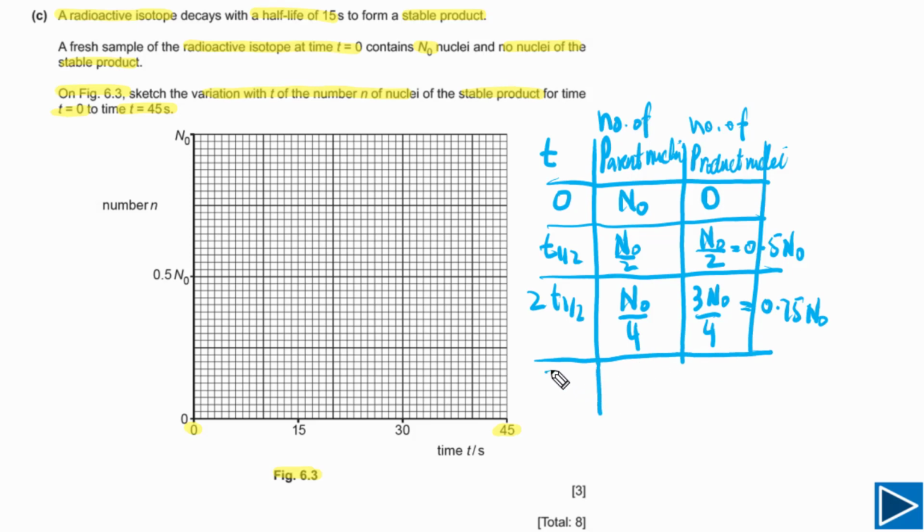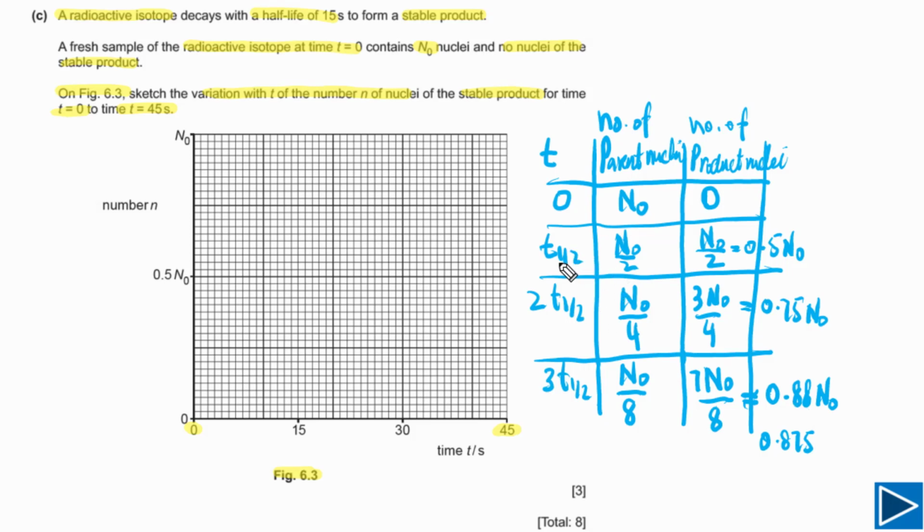After time equal to 3 half-lives, the parent nuclei will decrease to N0 by 8, and the number of daughter nuclei will increase to 7N0 by 8. So this is just basic calculations based on half-life, and that will be equal to about 0.88 N0. The exact number is 0.875. Approximately we can write down 0.88 N0. That's all what we need to understand, and now we need to sketch.